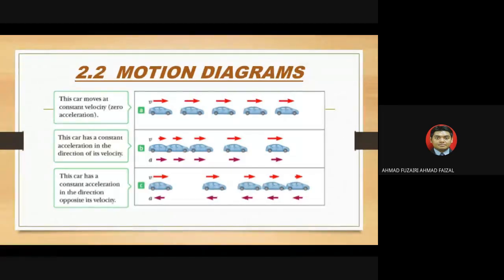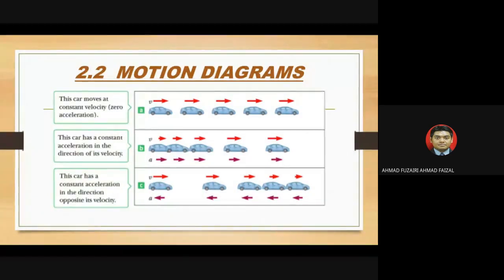Diagram B shows the car is speeding up. This is because the velocity of the car increases with time. This car has a constant acceleration in the direction of its velocity. And lastly, diagram C tells us the car is slowing down, or decelerating, in its motion. This car has a constant acceleration in the direction opposite of its velocity.